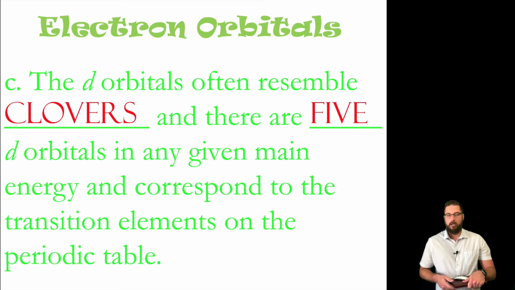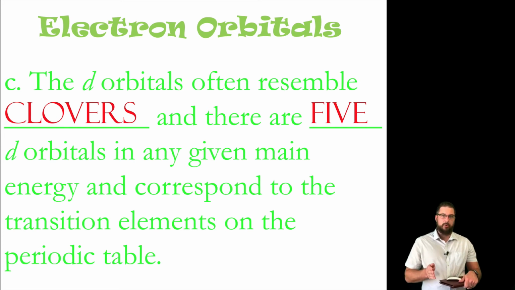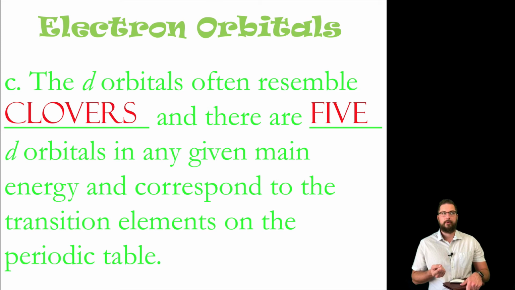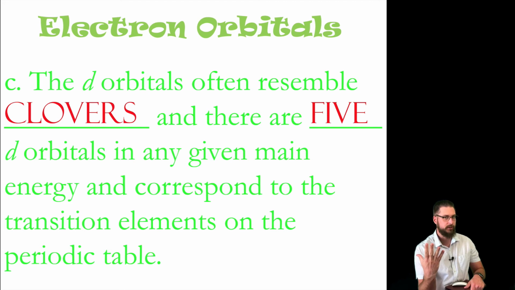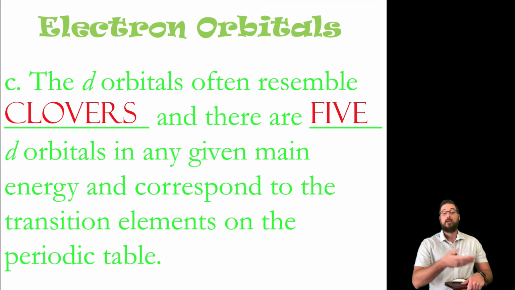So let's go ahead and recap real quick. S orbitals have 1, p orbitals have 3, and d orbitals have 5. You see how it goes 1, 3, 5, and we have the f orbitals to talk about. You want to take a guess how many they have? They will have 7.